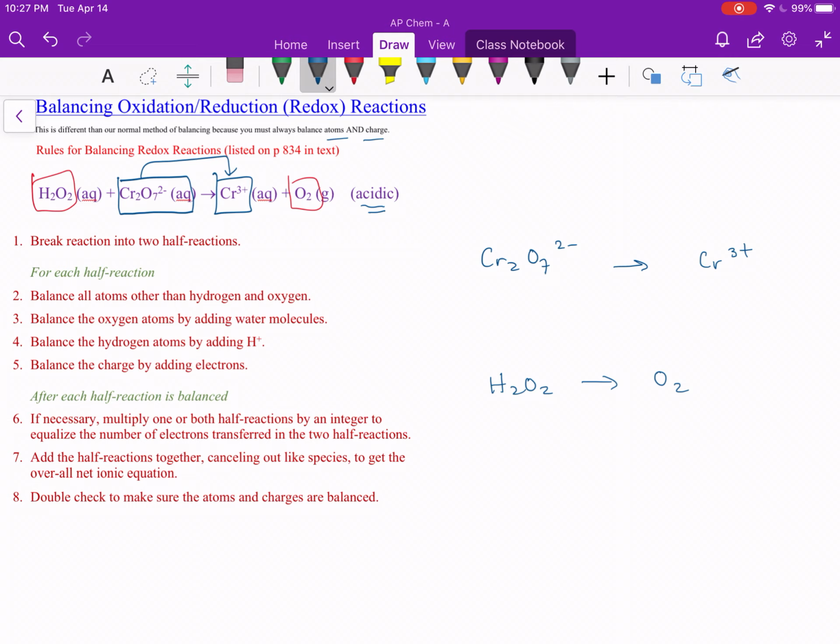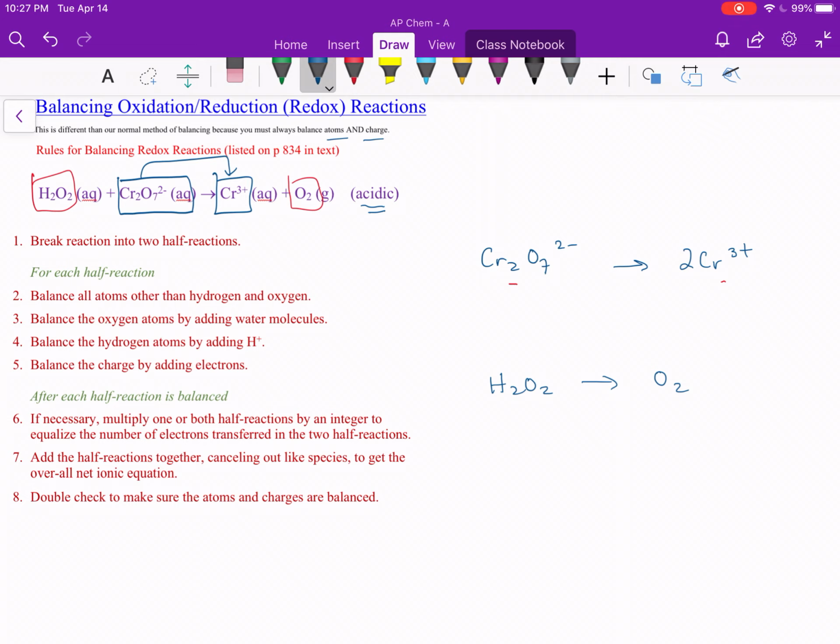So the first step, once we have each half reaction, is that we need to balance all the atoms other than hydrogen and oxygen. In this case, we see that we have 2 chromiums here, and on the other side we only have 1. So obviously we need to put a 2 there. That makes sense. Okay, now, perfect.